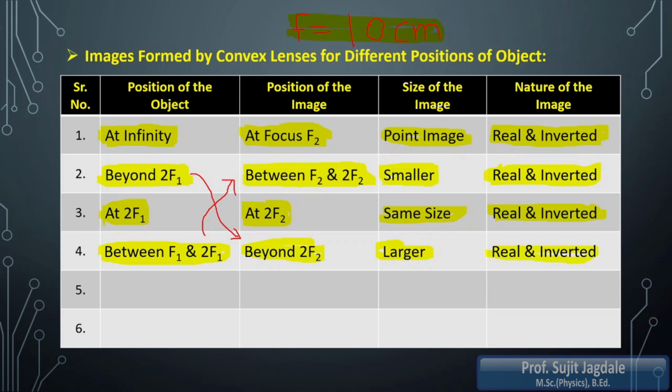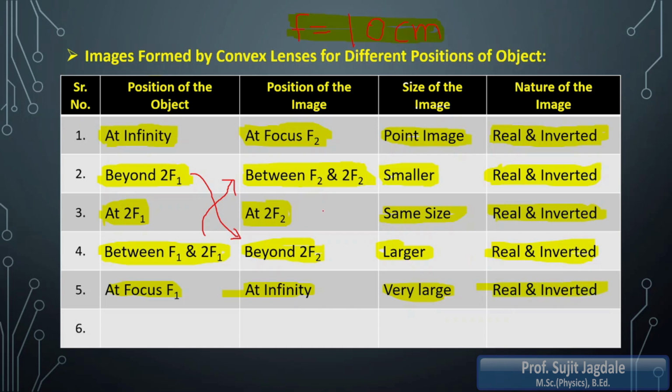Now the next condition is when the object is at focus f1, exactly at focus f1. Then the image will form at infinity. The image is very large, and again the nature of the image is real and inverted.